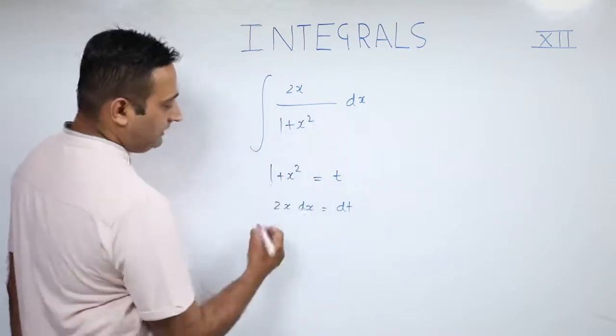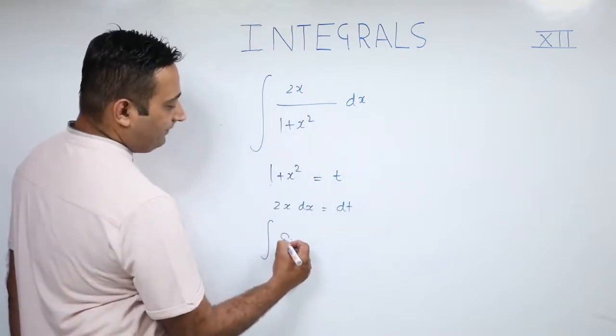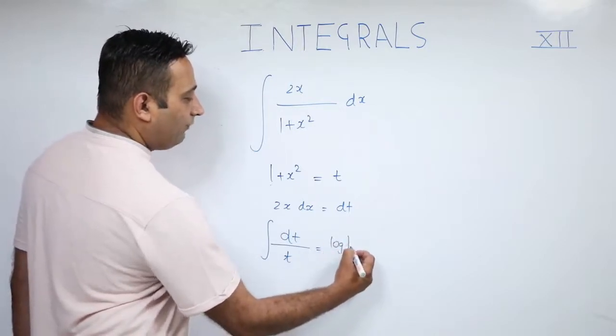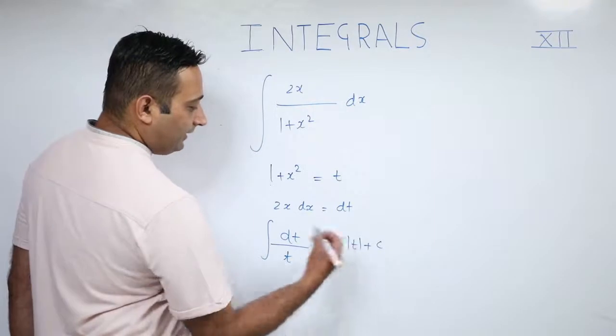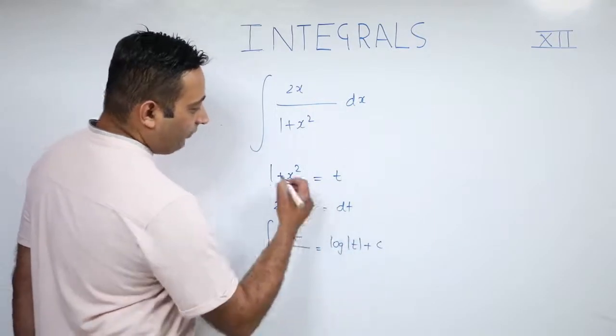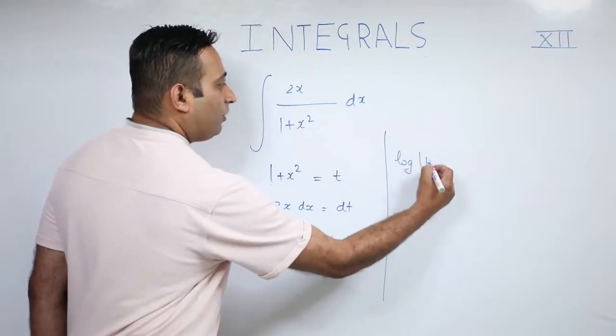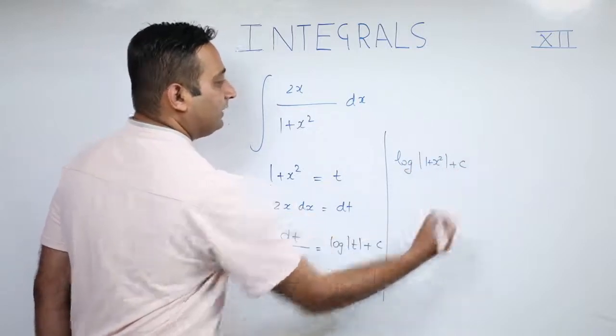We'll substitute this in the question and we will get dt upon t, which is equal to log of mod t plus c. Now we'll put the value of t from the given substitution. So we can get the final answer as log of mod of 1 plus x square plus c.